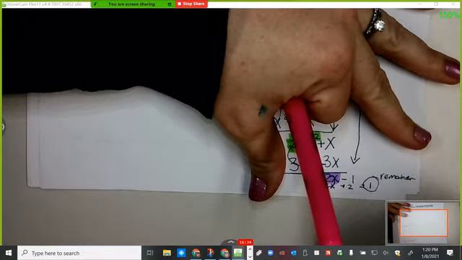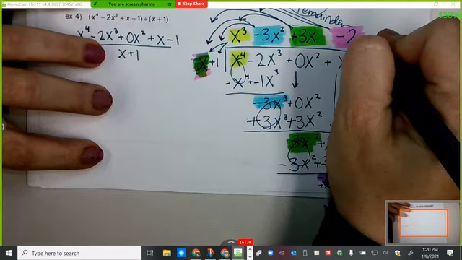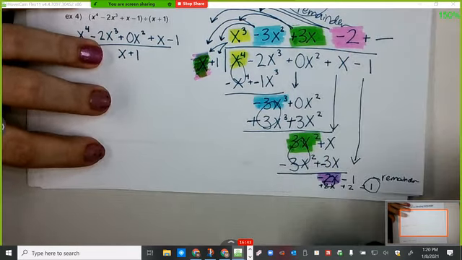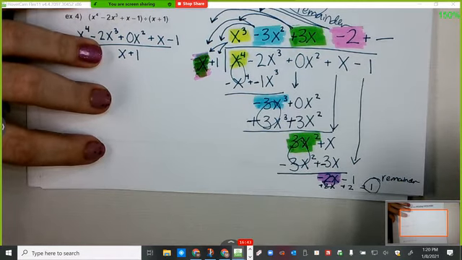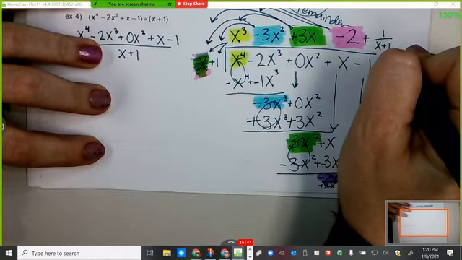So who remembers what we do when we have a remainder? Put a plus, build a fraction. Where does our remainder go? The top, and what goes on bottom? There's your answer.